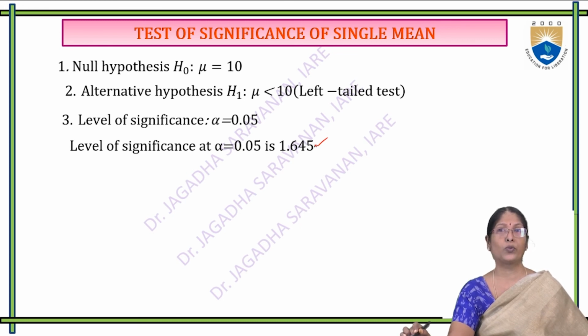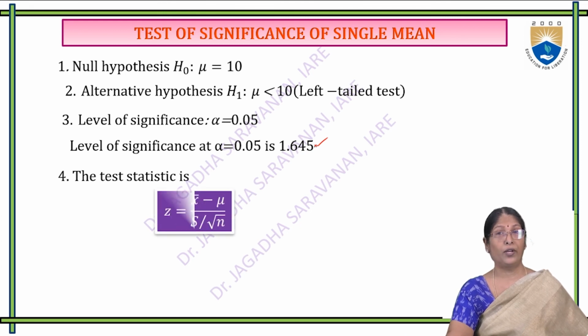At this point the students should be very careful in marking the points. Now the test statistic is z equal to x bar minus mu by s by root n, because in this particular problem sigma, the population standard deviation, is not given. Instead the sample standard deviation is given. That's why it is s by root n.